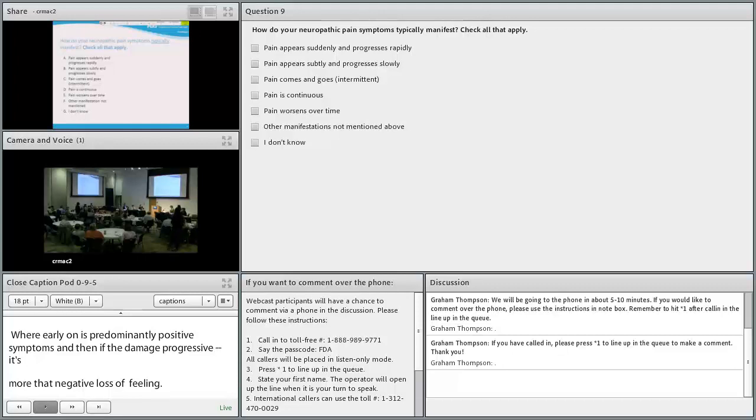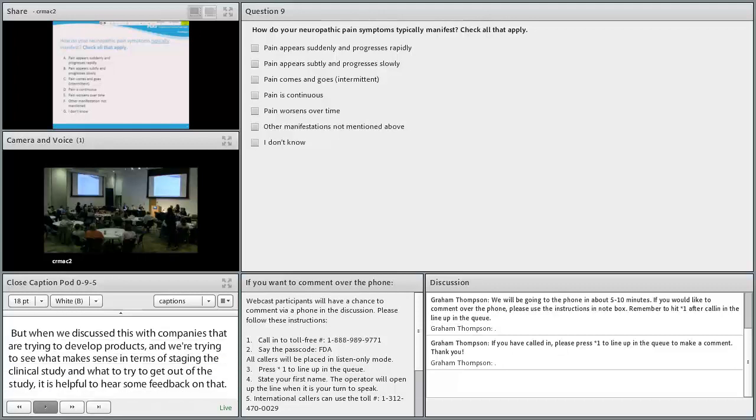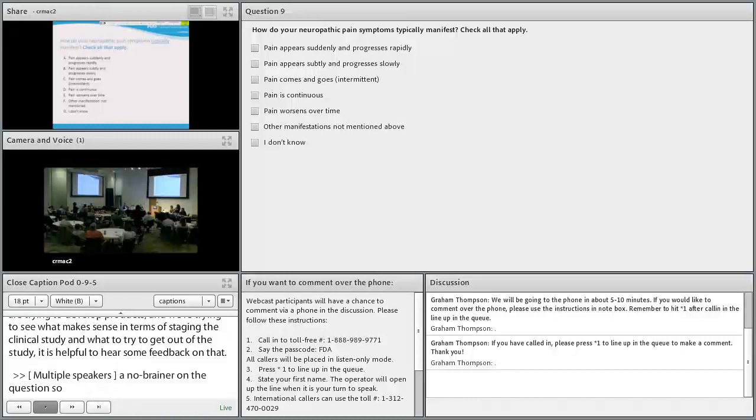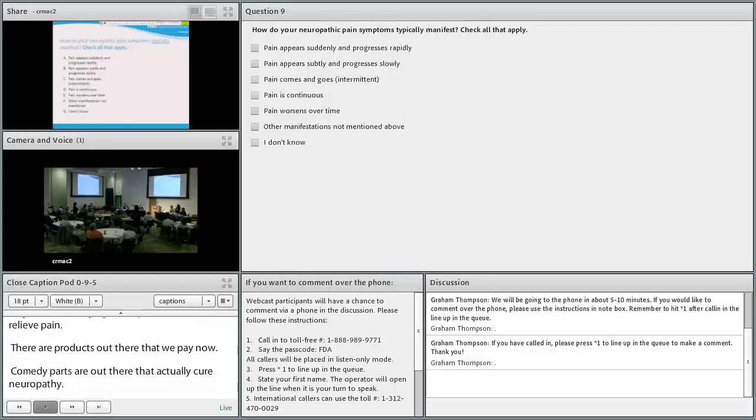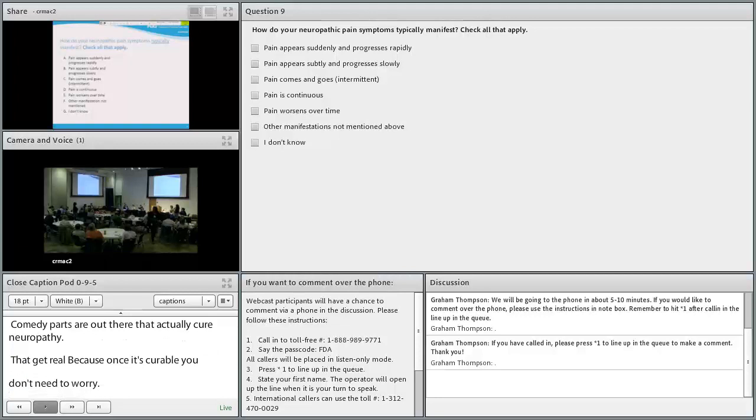I think it's a no-brainer on the question. Forgive me for barging in, but yes, you do have to relieve pain. There are products out there that relieve pain now. How many products are out there that actually cure neuropathy? Yeah. I mean, let's get real, because once it's curable, you don't need to worry about the pain. Yeah, but I don't think there's that many products out there. I think there's a lot of products that will help the pain, but from what I'm hearing back from patients, it doesn't completely alleviate it.